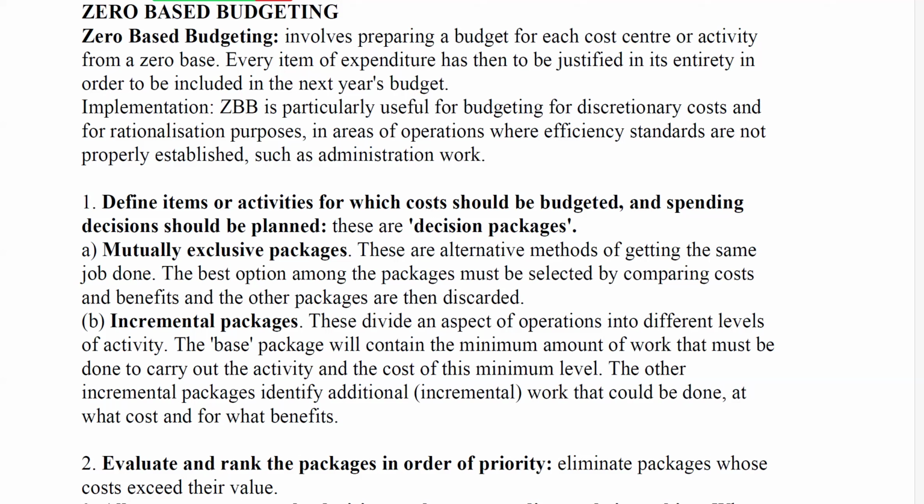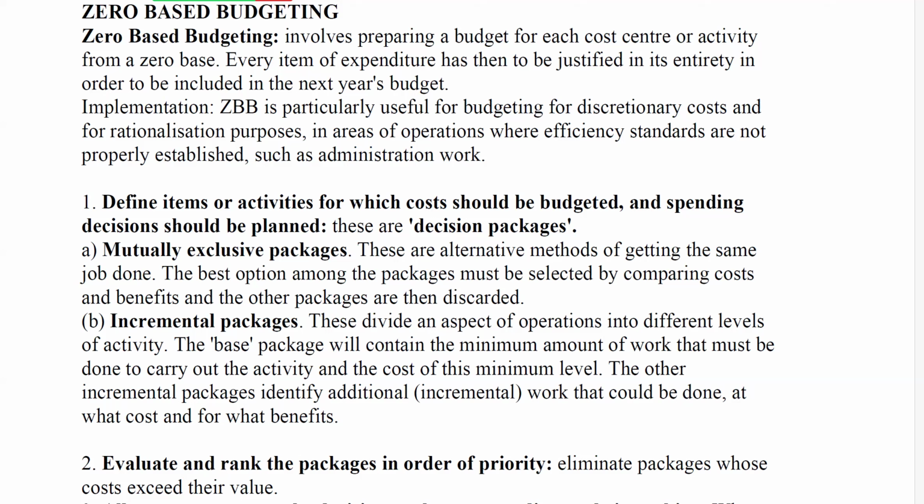The first one we are going to start with is what we call zero-based budgeting. Now, when we say zero-based budgeting, what does it mean? It means that you are preparing a budget for each of your cost centers, or activities, from a zero base. And a cost center is a segment of the business where we can pool cost. Budgeting is a technique for accumulating and estimating cost.